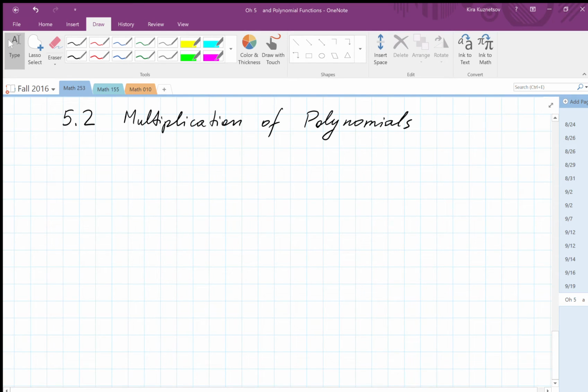Next section is 5.2, which is multiplication of polynomials. And I want to add an additional vocabulary right here. If a polynomial consists of one term only, these are called monomials.